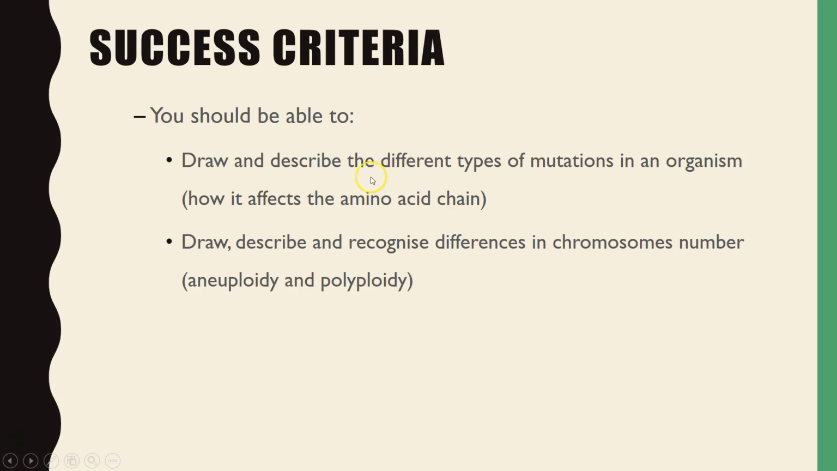This is what you should be able to do at the end of this lesson. So now you should be able to draw and describe the different types of mutations in an organism and how it affects the amino acid chain specifically, and draw and recognize differences in chromosome number, such as aneuploidy and polyploidy.